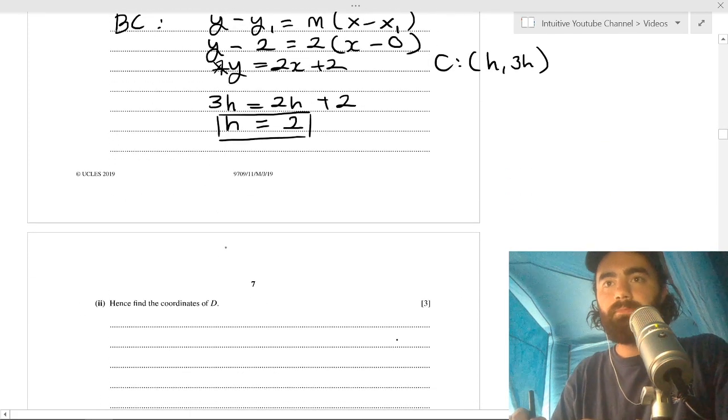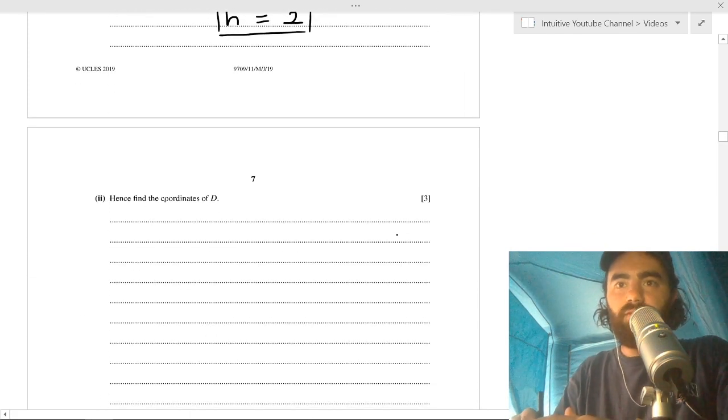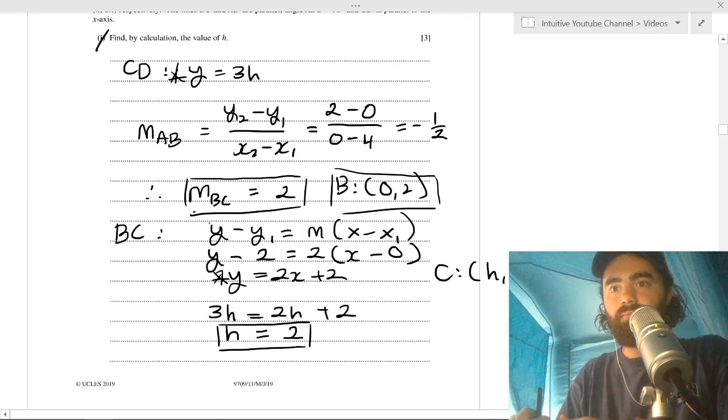Okay, that's that one. It says, hence find the coordinates of D.